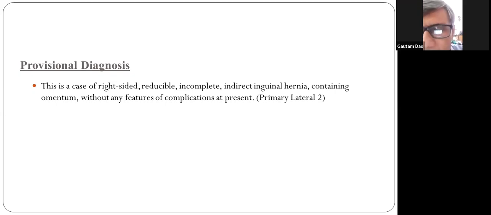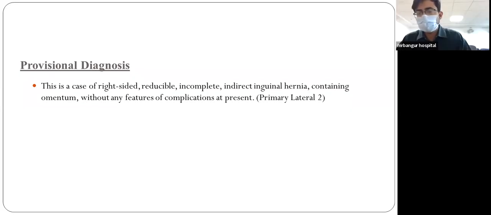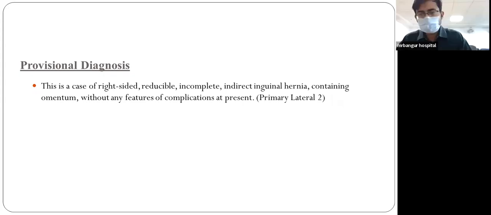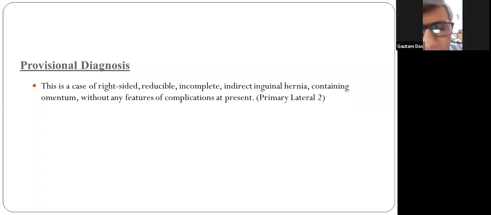Auscultation also. On auscultation, the bowel sounds might be heard in case of an enterocele. And you have told it is uncomplicated. Yes, sir, because it is reducible now. If it is reducible, then you don't have to mention any other thing, whether it is uncomplicated or complicated. Okay, sir.